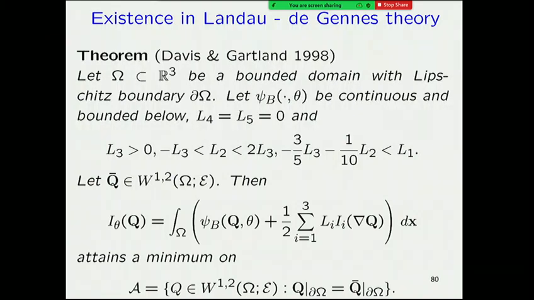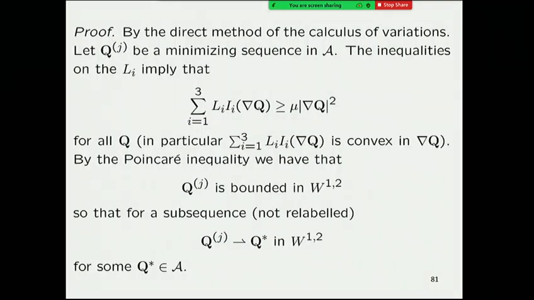And then you take some boundary data, which are the boundary values of some W^{1,2} function, which is symmetric and trace-free. And here's the energy, which we were discussing, and it attains a minimum subject to those boundary values. Apart from these inequalities, this is a kind of trivial matter. So you take a minimizing sequence, and now this is the point about the inequalities. There's a calculation that shows that under those inequalities, the sum of the three elastic terms is bounded below by a positive constant times the gradient of Q squared, and in particular that means it's convex, because the quadratic things that are non-negative are convex.